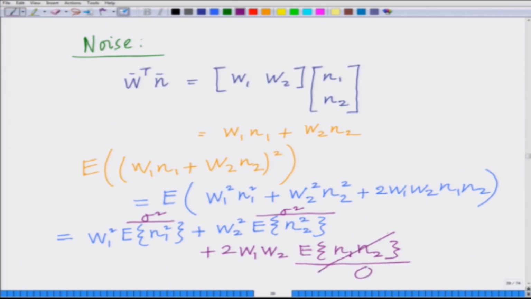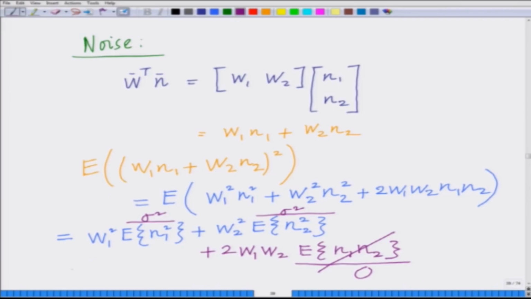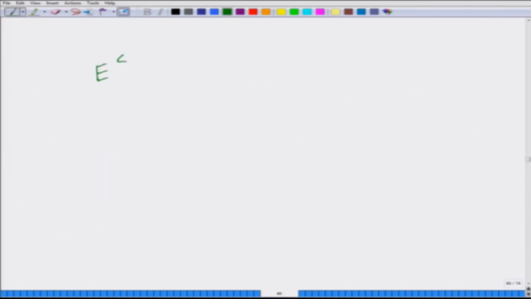We had seen from our earlier discussion that expected value of N1 N2 is 0, because we have assumed that these noise components N1 and N2 at two different antennas are uncorrelated. Therefore, now we have noise power which can be simplified as W1 square sigma square plus W2 square sigma square. So, we have our noise power which is expected value of magnitude of W bar transpose N bar whole square. This is our noise power.